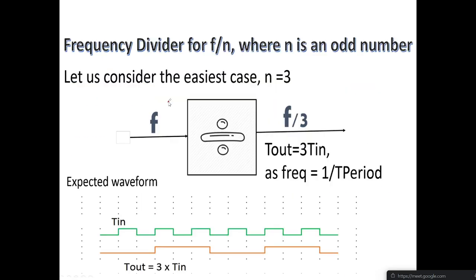This is mainly used for frequency division. Suppose you want to divide the frequency by 3, then you use a mod 3 counter.